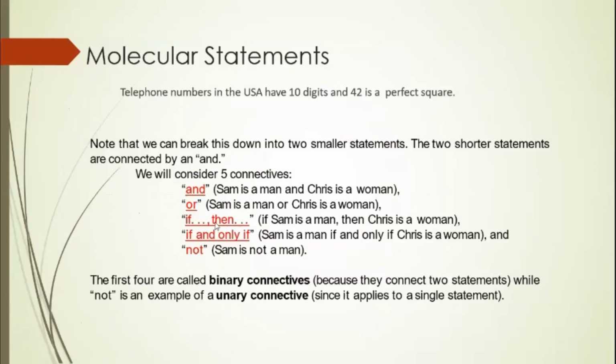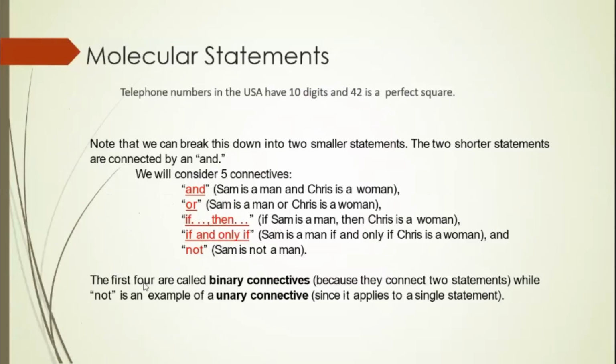And then we have here the connective "if then." If Sam is a man, then Chris is a woman. So the logical connective that we use is the "if then." And for the fourth one, we have "if and only if." Sam is a man if and only if Chris is a woman. And the last logical connective is the word "not." Sam is not a man. So there, that is a logical connective.